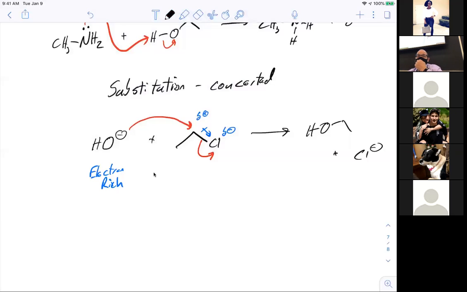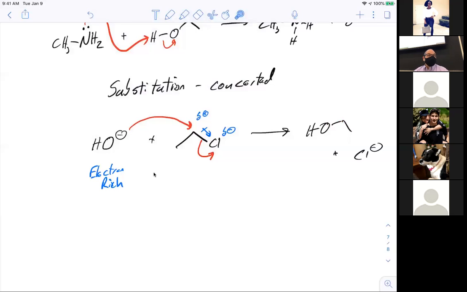What do we need to know about the thing that's leaving? Okay, it's got to be more stable than the thing that's coming in. If it's not, what happens? The chlorine comes back in and kicks back off the OH, because there's still a dipole moment between the oxygen and the carbon.